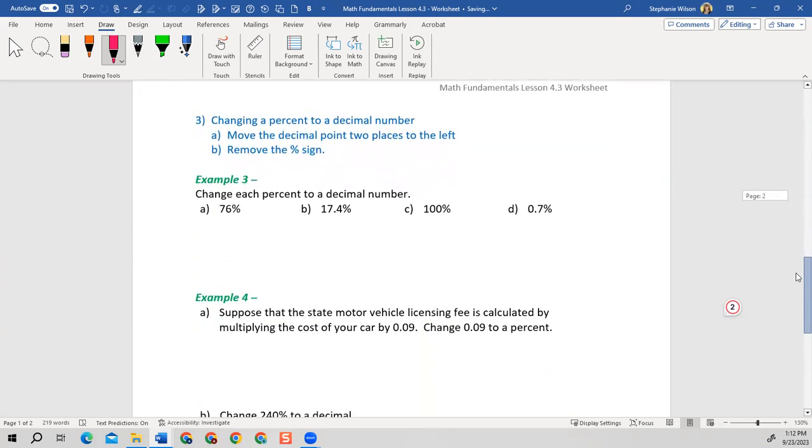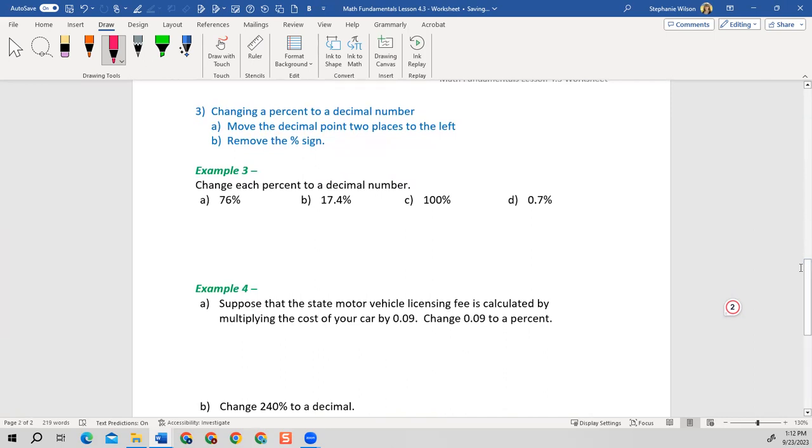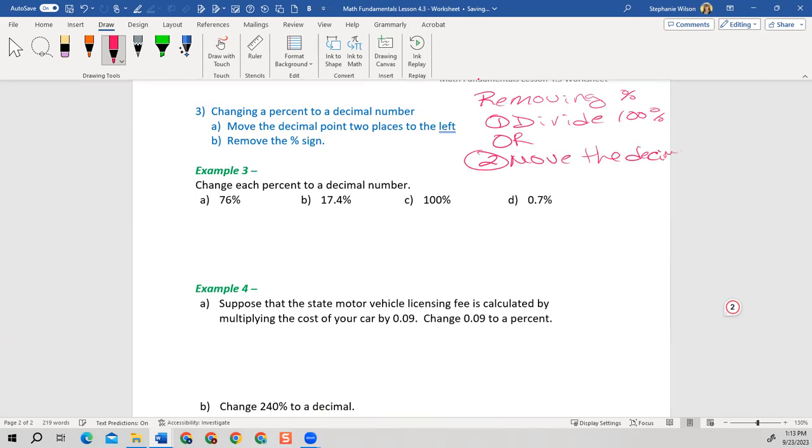Okay. This next section said remove the percentage. So if we're removing the percentage, or we're undoing it, one, you're going to divide by 100%. Or you can do option 2, and you can move the decimal 2 places in this direction. So I'm going to grab it. I'm going to go 1, 2. So I get 0.76. Or I could say I'm going to divide by 100%.